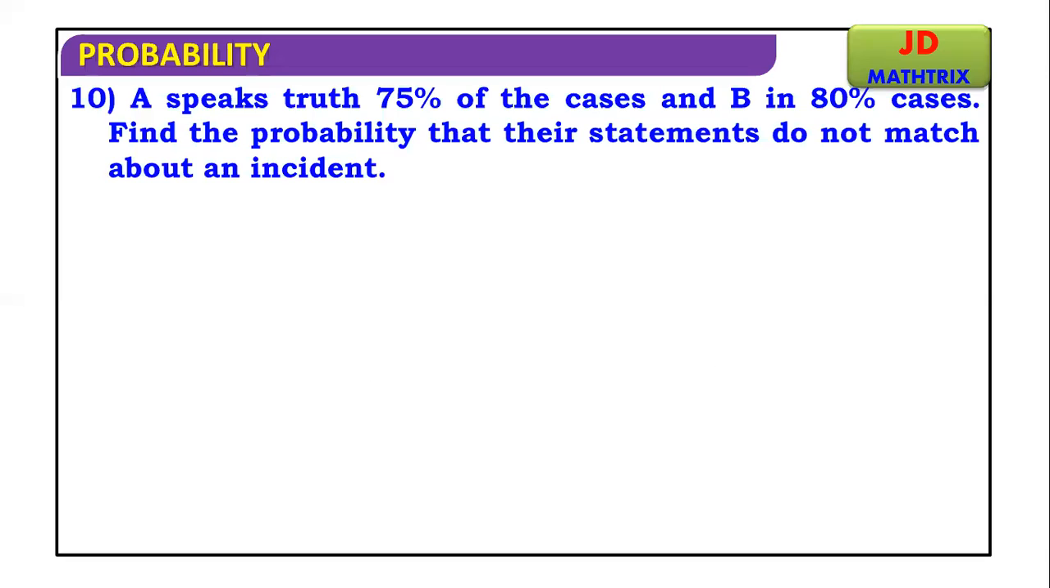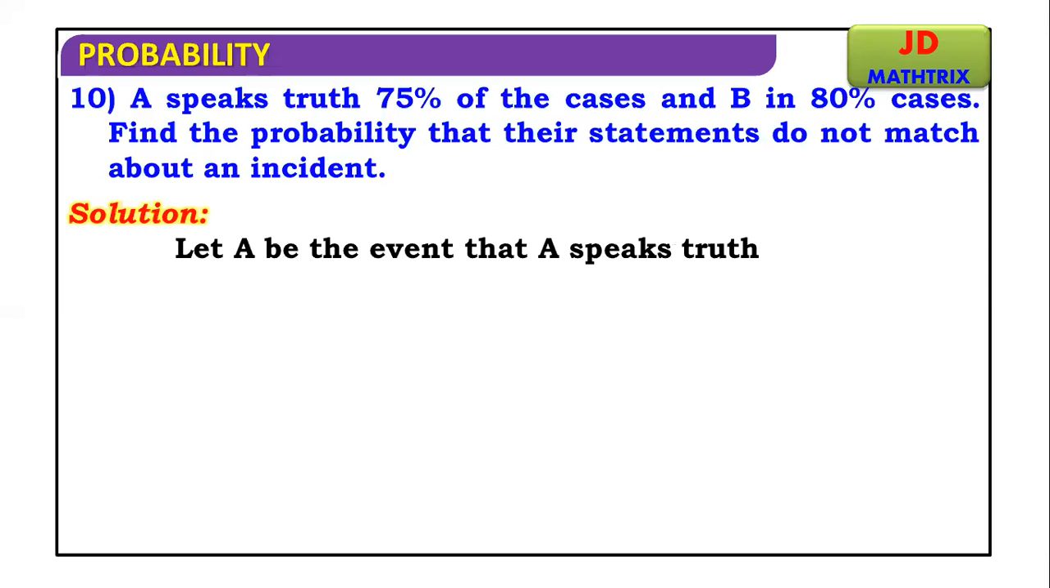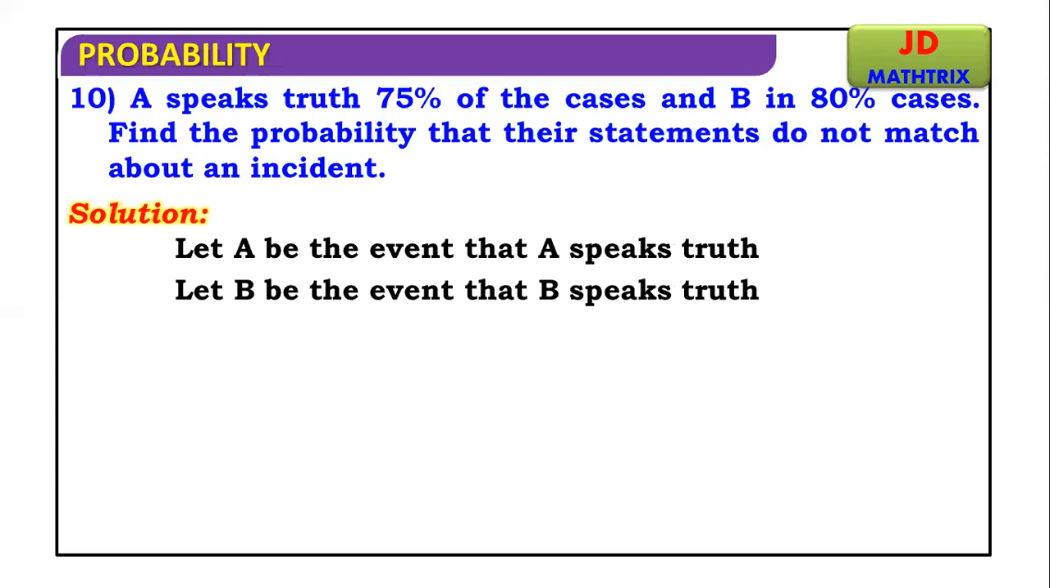And they should be contradictory to each other in stating a statement. And how many cases they will contradict each other. We have to find the probability that their statements do not match. That means their statements contradict. So first of all, let us define the events. Let A be the event that A speaks the truth, B be the event that B speaks the truth.